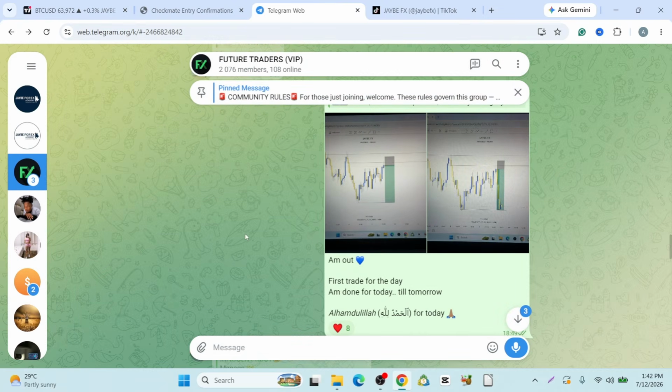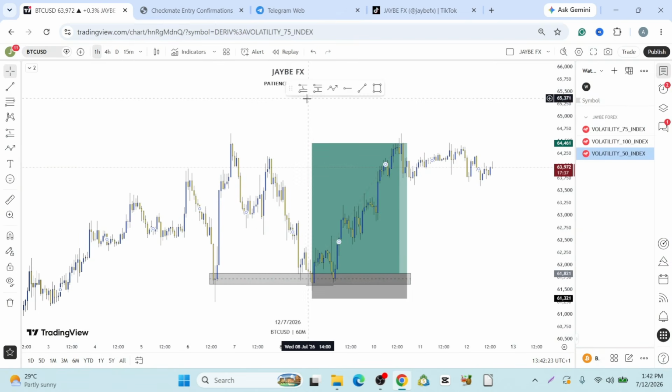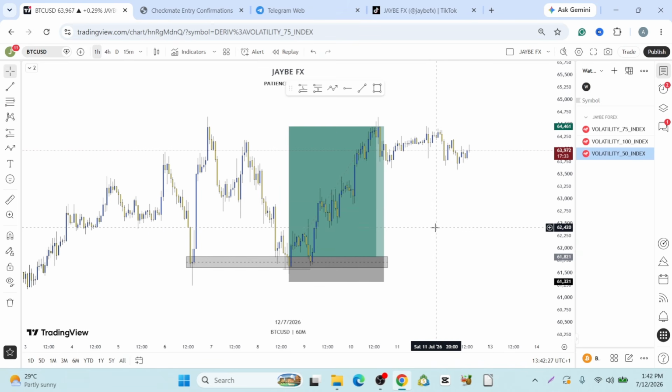If you're in the VIP group, I believe you also made money from this trade, and also other trades that we have been predicting. So what entry model is this? This entry model is called the liquidity sweep entry. I call it liquidity sweep entry because it has to take out the liquidity of the previous low or candle high.